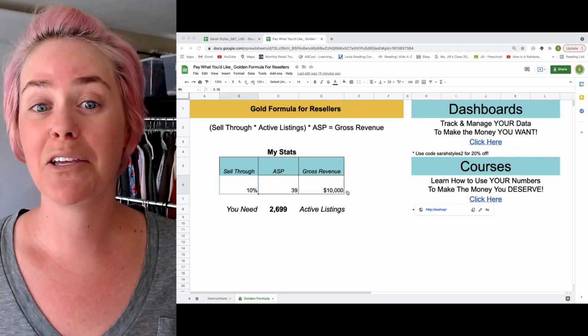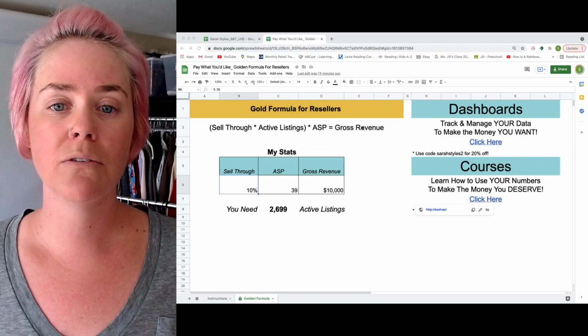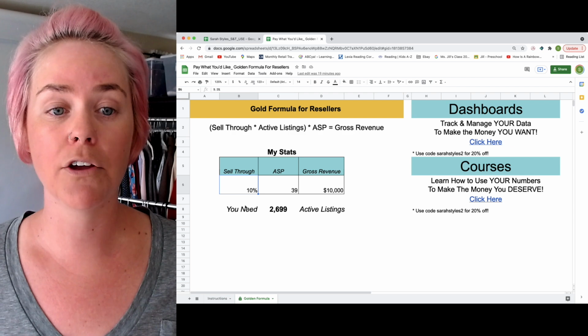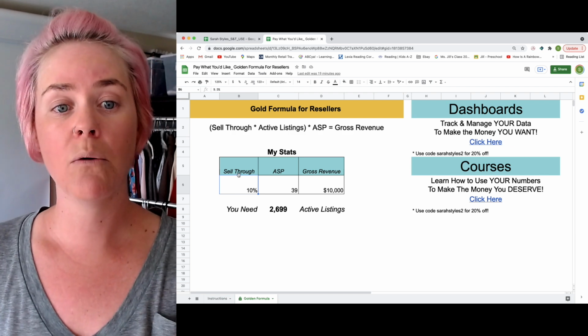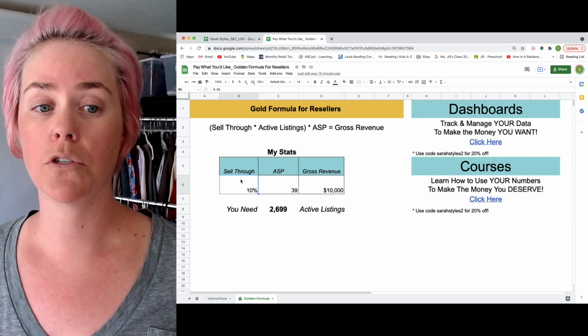I'm not going to make you work backwards. All you have to do is go into here and fill out your stats. What is your sell-through rate? What is your average sale price? What is your gross revenue?